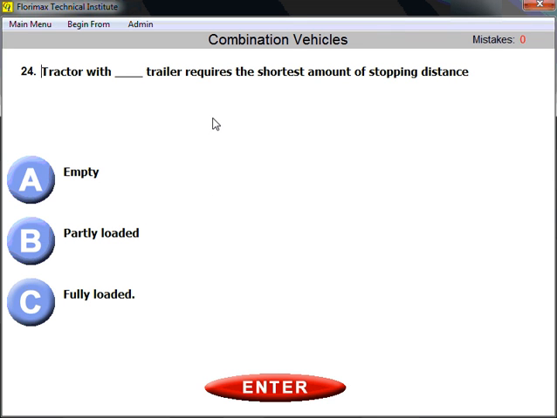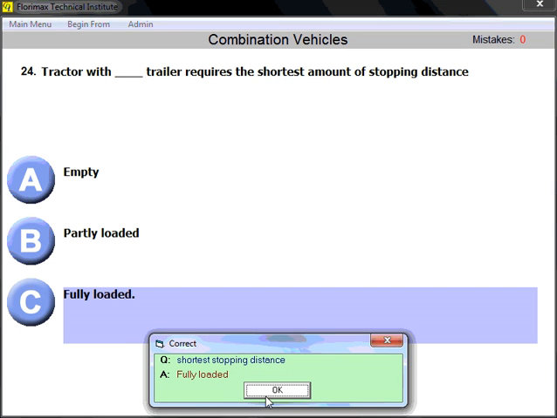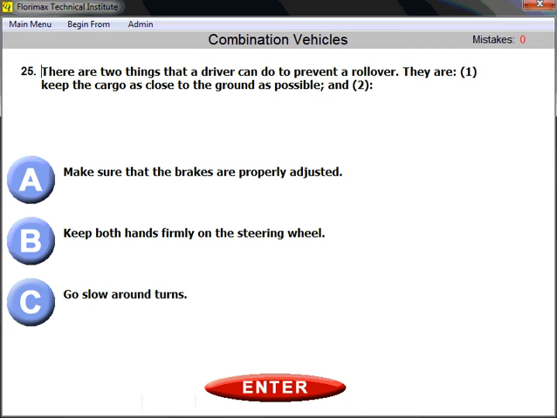Question 24. Tractor with what kind of trailer requires the shortest amount of stopping distance? Which tractor with which trailer takes the shortest amount? And the correct answer is C, fully loaded. Not empty, not partly loaded, not overloaded. It's just fully loaded. The distance is the shortest one. Fully loaded trailer. Again, a repetition of the same question we encountered before.